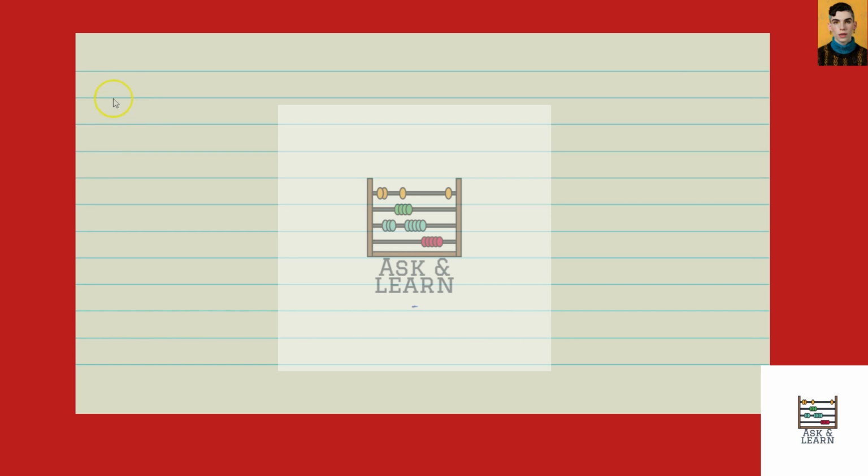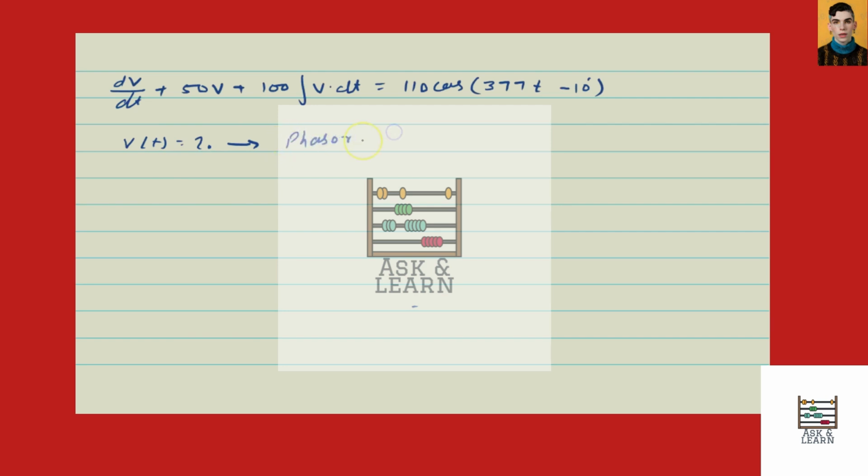Hello everyone. In this problem, the node equation for a parallel RLC circuit is given by dV/dt + 50V + 100 ∫V dt = 110 cos(377t − 10°). Now we have to find the value of V(t) in this problem by using the phasor method.